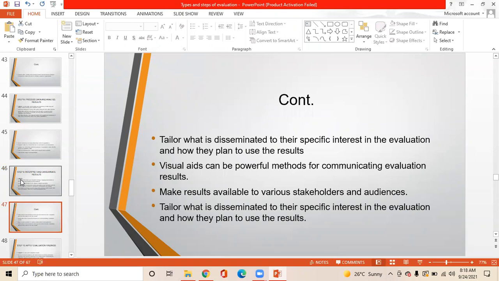Tailor what is to be disseminated to their specific interest in the evaluation, and how they plan to use the result. Visual aids can be a powerful method for communicating evaluation results. Make results available to various stakeholders and audiences. Tailor what is to be disseminated to their specific interest in the evaluation and how they plan to use the result.